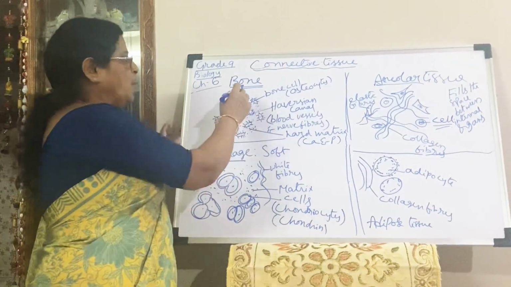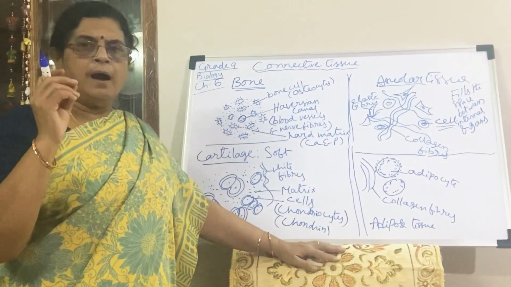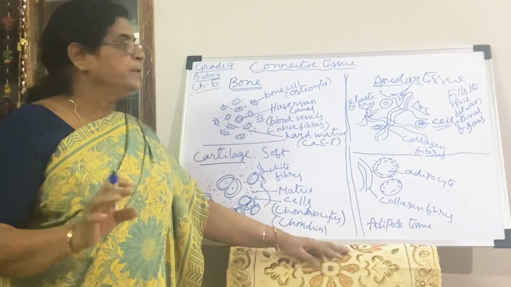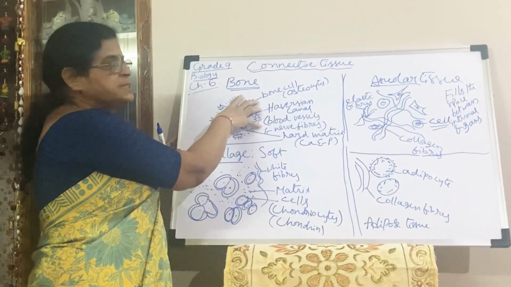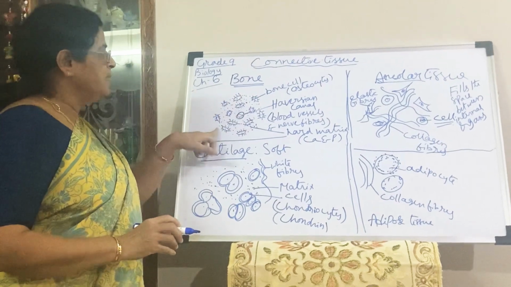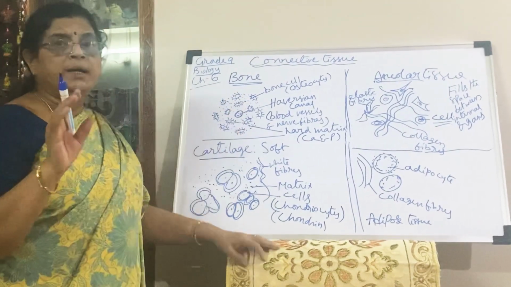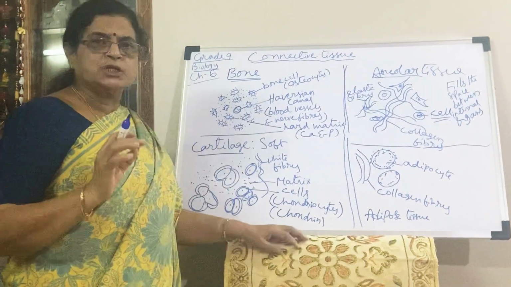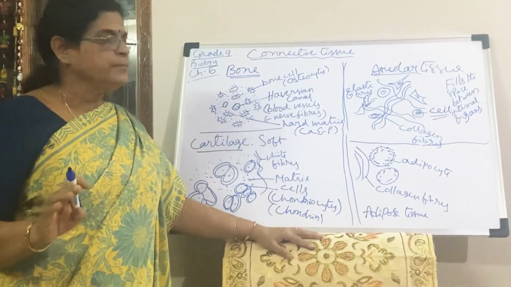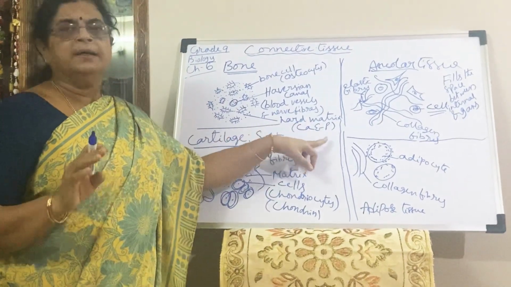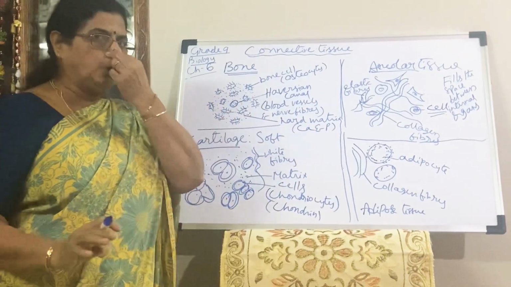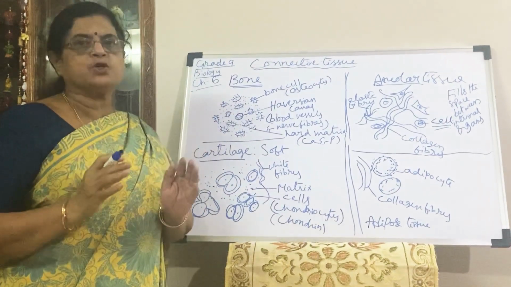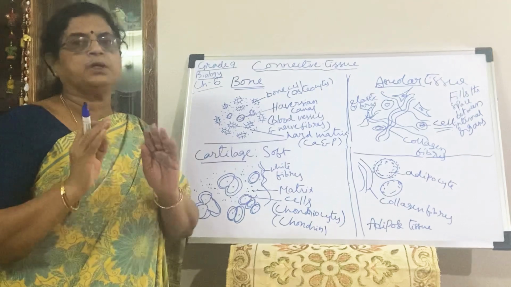Now coming to the bone, we know that bone is the hard substance in our body made up of calcium and phosphate. Now you see, this is the structure of the bone cell. Bone cells are like this, and this is the matrix. Bone has a hard matrix, made up of calcium carbonate and calcium phosphate. The cells are embedded in the matrix. It is dense, so it is also called dense connective tissue.